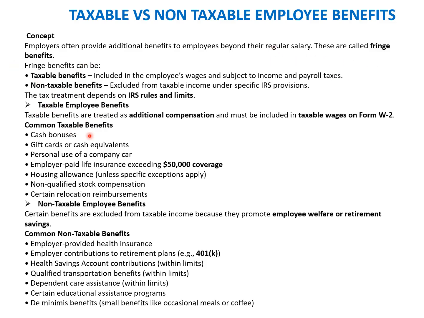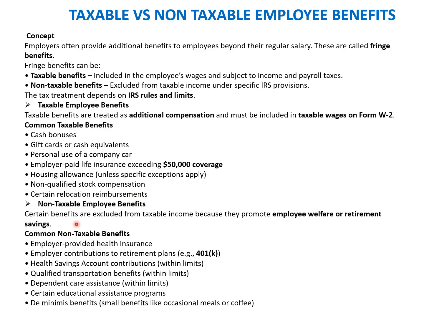Taxable employee benefits are cash bonuses, gift cards, personal use of the company's car by the employee, employer-paid life insurance exceeding 50,000 coverage, housing allowances, and non-qualified stock compensation. These are largely income which is included as part of wages and salaries, even if they are not paid in cash. And these are normally a kind of perquisite given to the employee.